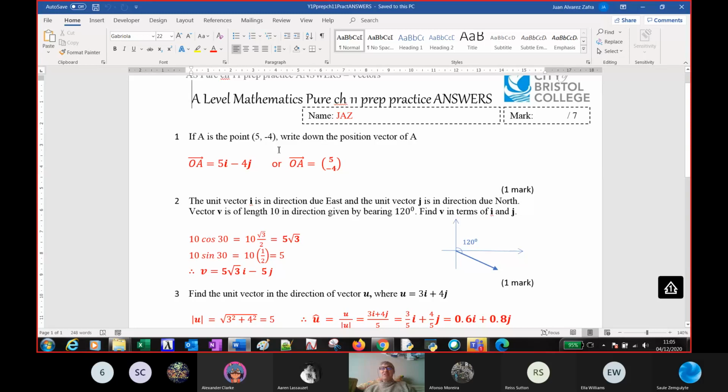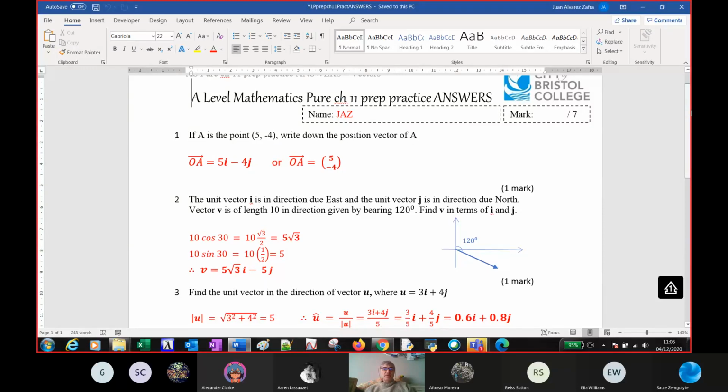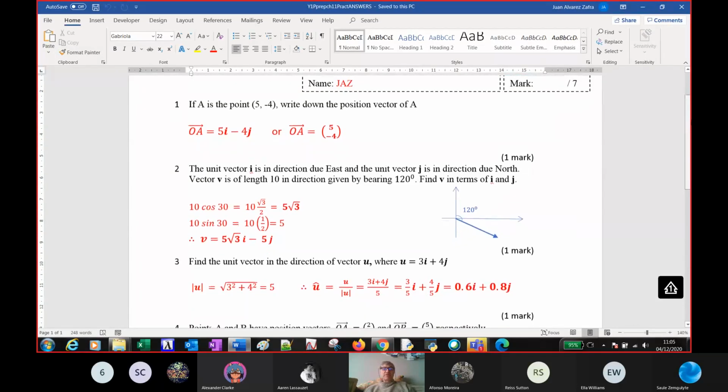So it's really easy. The coordinates 5, -4 become the position vector 5, -4 written in ij form, or using these column vectors, which I tend to prefer. So that's the first question. So the position vector of the coordinates 5, -4 is simply 5i - 4j, or just 5, -4 as a column vector.